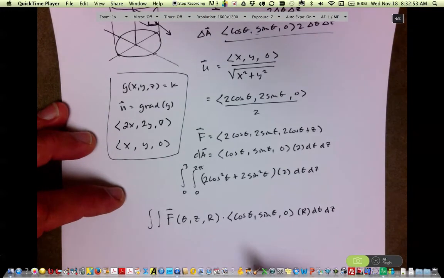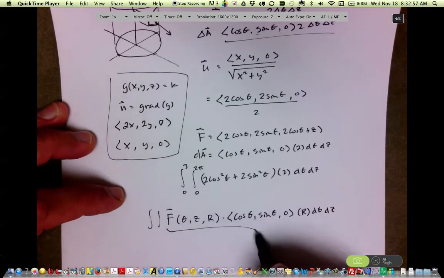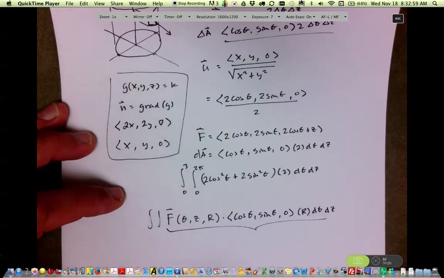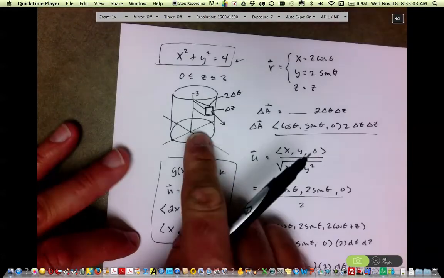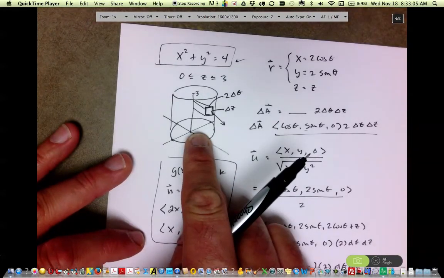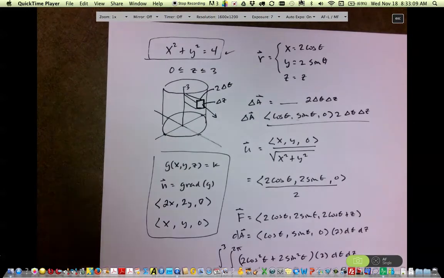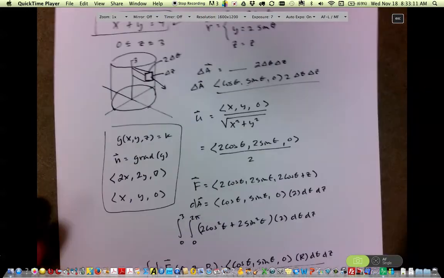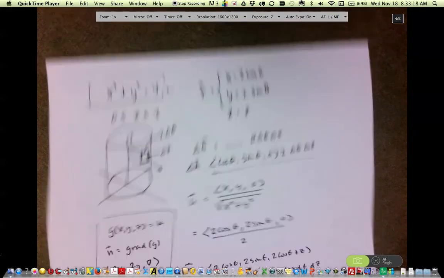All right, so if you are one of those types of students that likes to memorize things, this is a way that you can memorize this. The problem with this memorization is that this works when your cylinder is oriented this way. If your cylinder runs parallel to the x-axis or parallel to the y-axis, you're going to have to make some adjustments in your equations. Okay, so let's take a look at another problem involving cylinders.